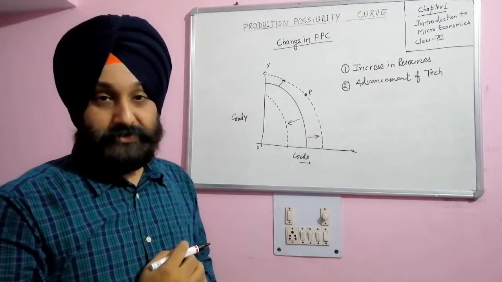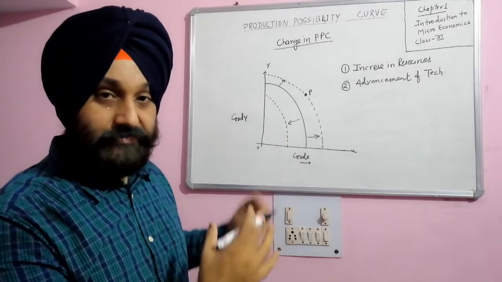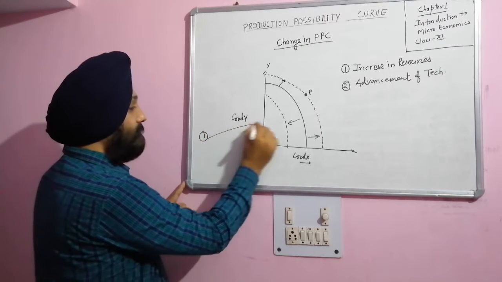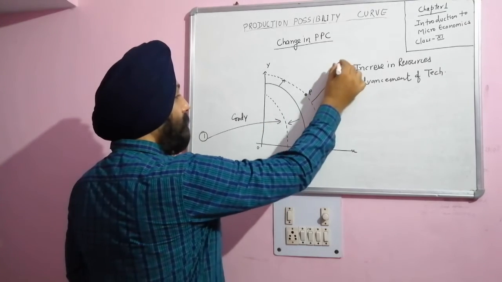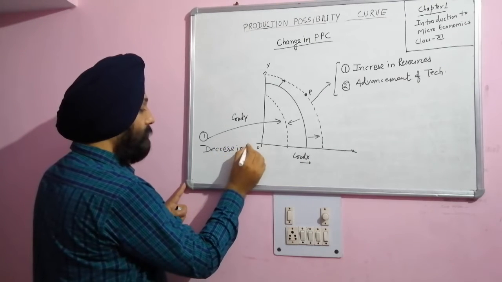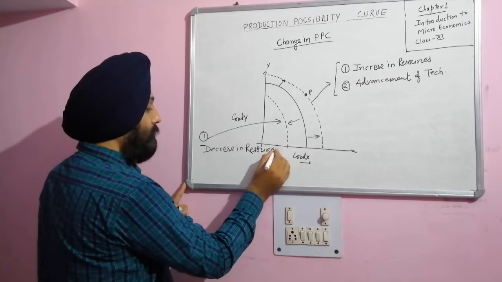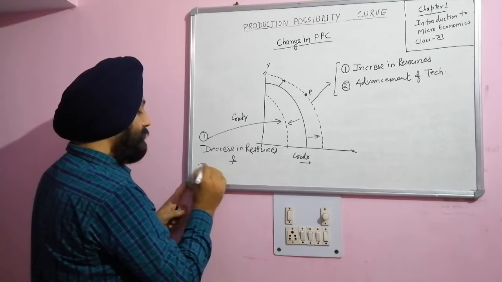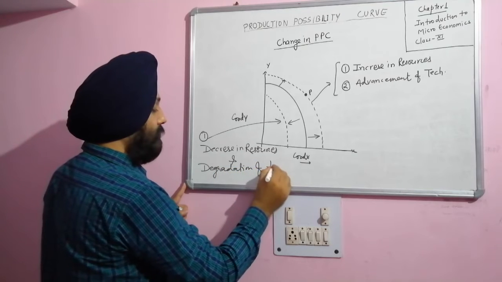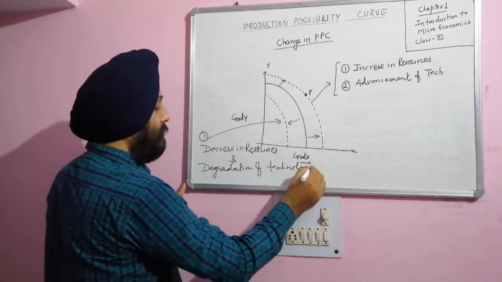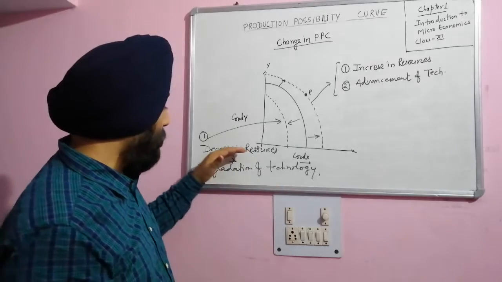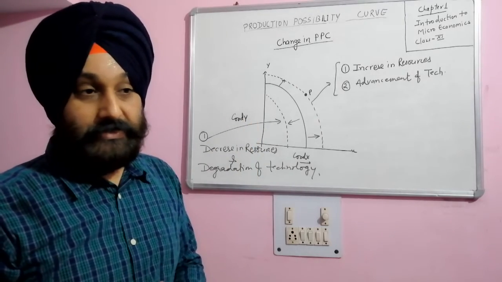And this is the leftward shift in the production possibility curve. The reason behind the leftward shift in the production possibility curve is the decrease in resources and degradation of technology. Decrease in resources and degradation of technology is the reason behind the leftward shift in the production possibility curve.